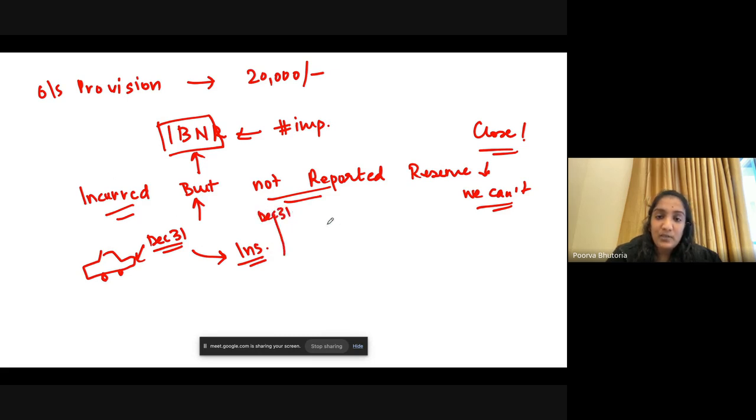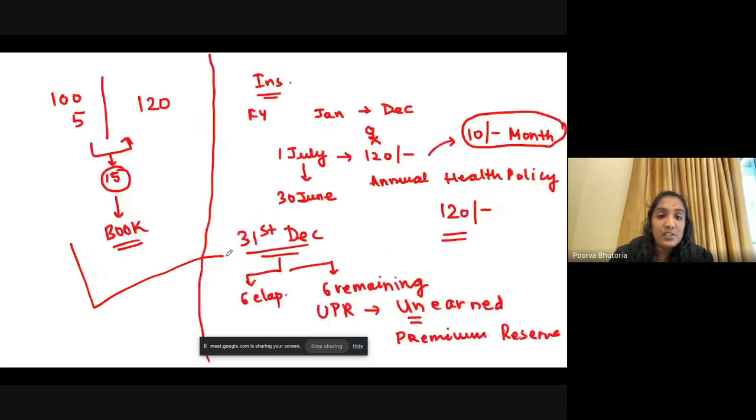On December 31, company A is unaware of this claim. If it was aware, then it would have sent a surveyor to the spot, got an amount of provision, and built it in its accounts. But right now, we are unaware of this figure.